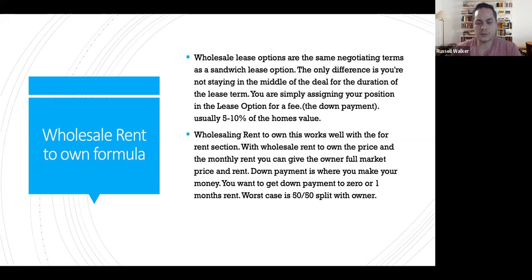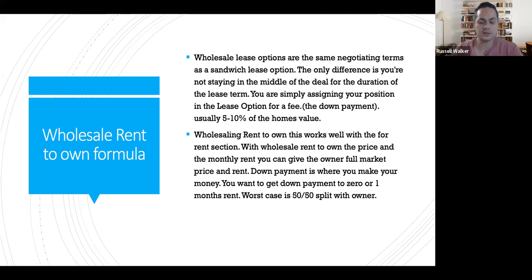So what you want to do is try your best to get the seller down to 0 down, 1 month down, maybe 2 months rent down payment. Worst case scenario is a 50-50 profit split with the owner. So that'll be like the absolute worst case scenario that we do. But what you want to do is try to negotiate with the seller. And the best thing is try to get them down to 0 down payment or just 1 month's rent.